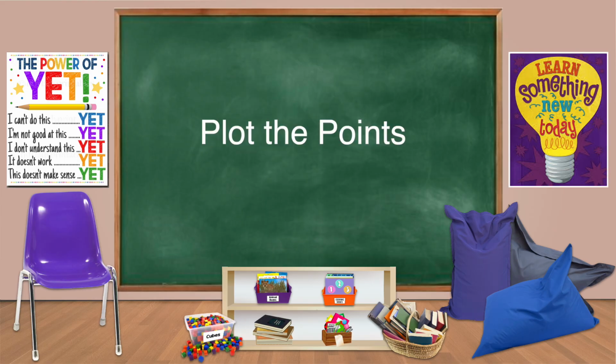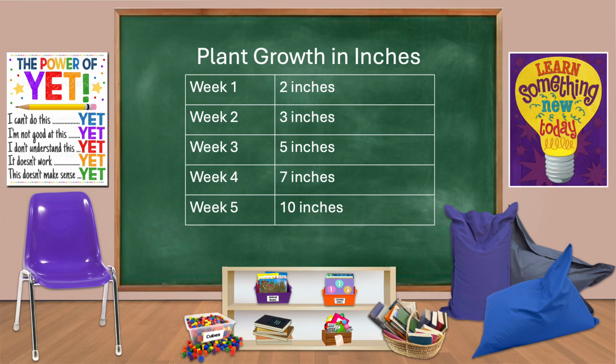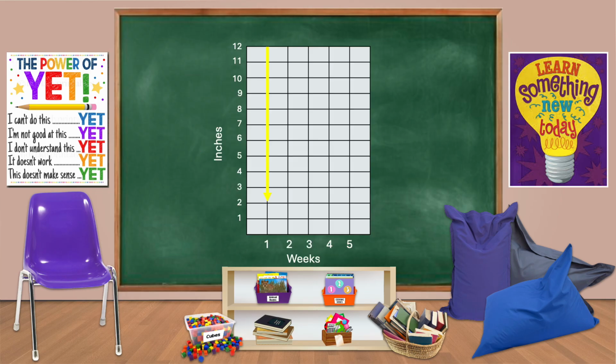Now we plot our points. Look at the data. Find the line for week 1. Move up the y-axis to 2 inches and put a dot there. Find week 2. Move up to 3 inches and make another dot. Keep going for all the weeks. Week 3, 5 inches. Week 4, 7 inches. Week 5, 10 inches. Now we use our pencils to draw straight lines connecting each dot to the next one. Add our title, and we've just made a line graph.